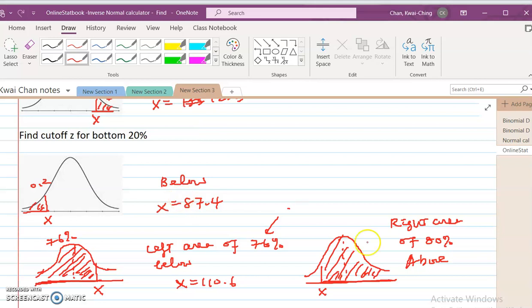You can see that this is the same as this one, right? x equal to 87.4. It's the same as the bottom 20%. Why? Because the top or right area of 80% is the same as having a bottom 20%. So these two are the same cutoff, but one corresponds to a right area using above, and the other to a left area of 20% using below. So you can do either way, but just be aware that if the area is greater than 50%, your number is not on the left side, but it could be on the right side.